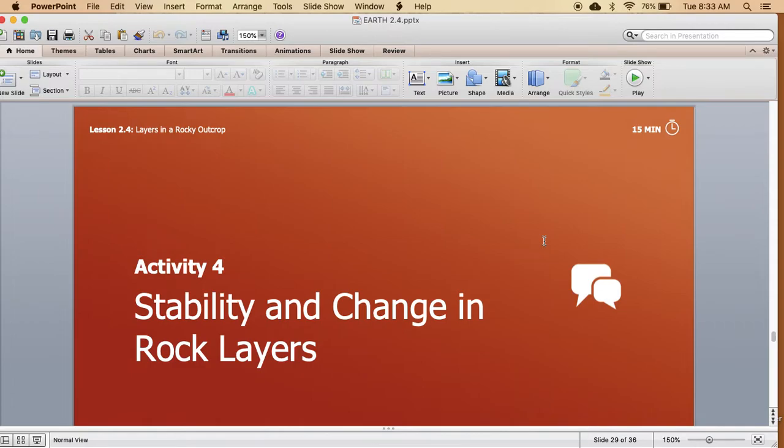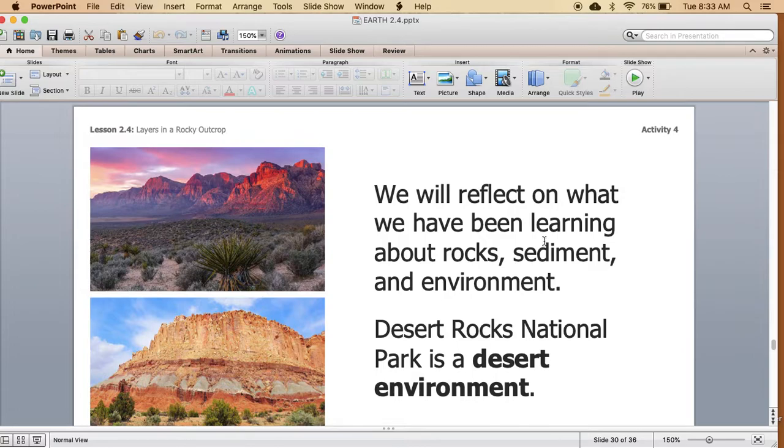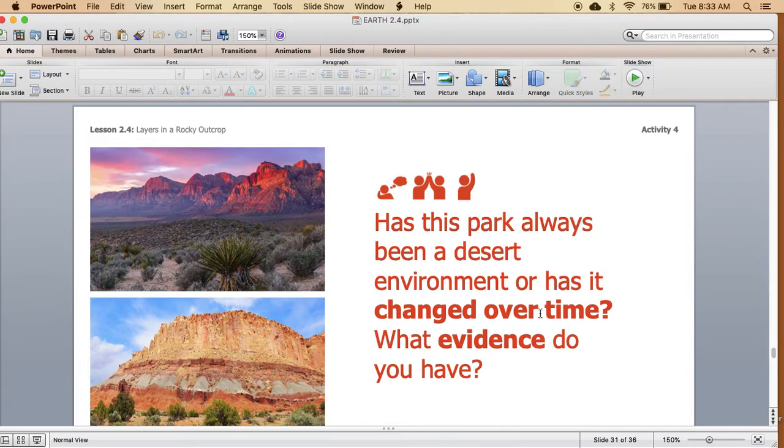Stability and change in rock layers. This is our last activity. We will reflect on what we have been learning about rocks, sediment, and environment. Desert Rocks National Park is a desert environment. Has this park always been a desert environment, or has it changed over time?